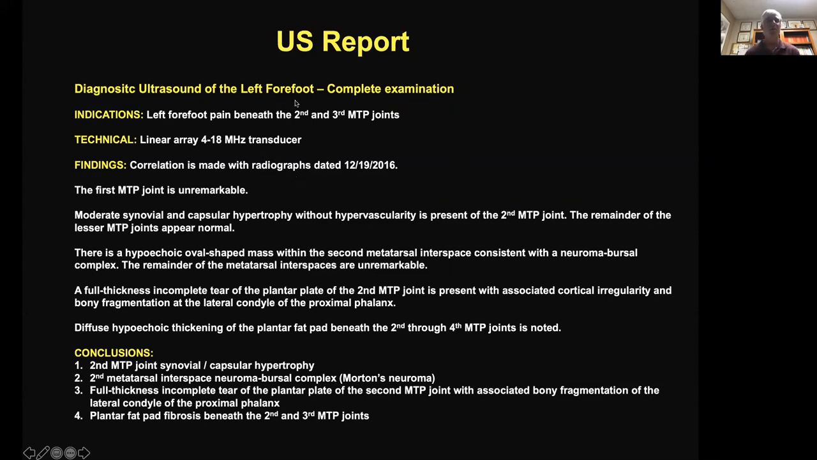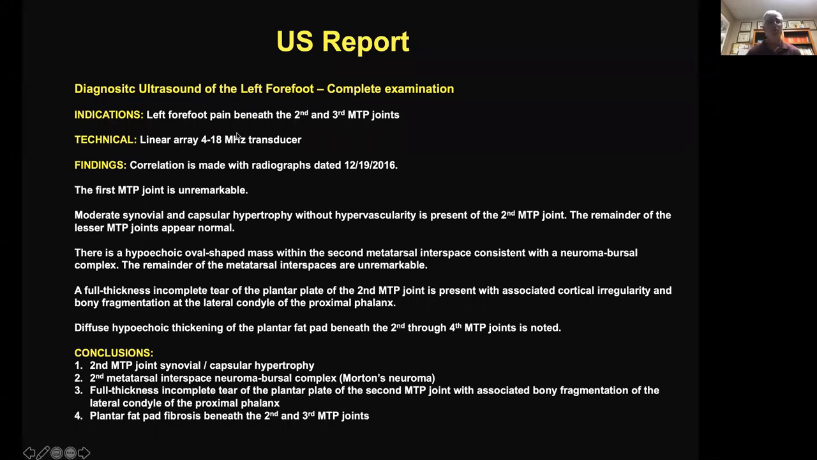This is a case probably from several years ago. So diagnostic ultrasound, the left forefoot, complete examination. The indications, sometimes I'll put exactly what the referring provider has on there. Sometimes I'll put a little bit of the history. If this person had surgery, I would also probably put what surgery they had on there.